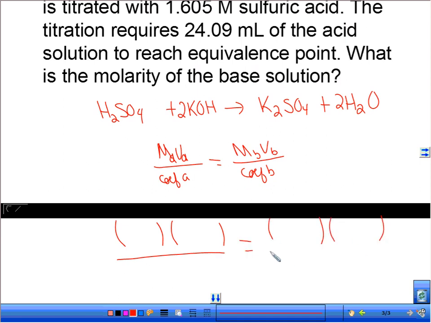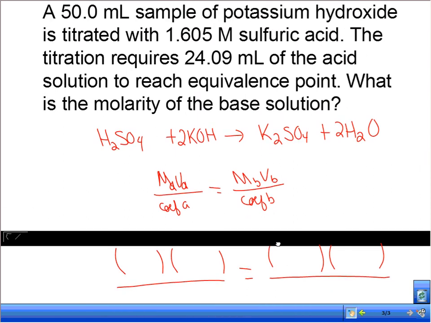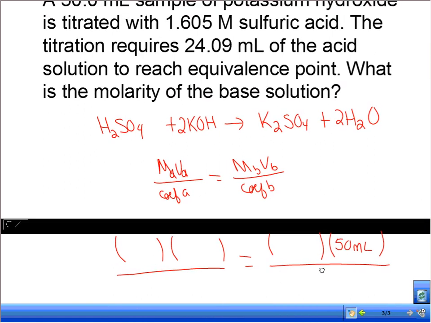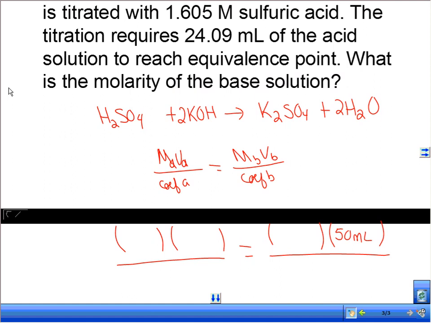The first sentence says that you had 50 milliliters of potassium hydroxide. Potassium hydroxide is our base, so we're going to put that on the base side, which is this side. 50 milliliters is a volume, so we're going to put 50 milliliters right there. And then it says it is titrated with a 1.605 molar solution of sulfuric acid. That's the molarity. Molarity needs to have the chemical symbol with it.